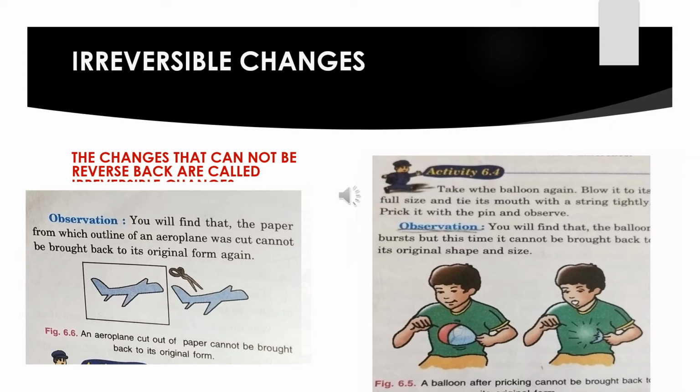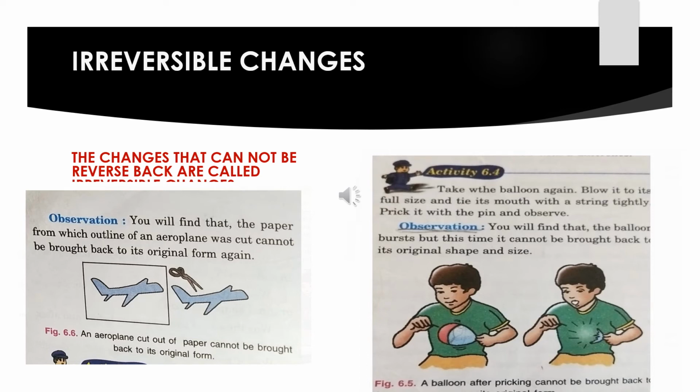Making an omelette from an egg, irreversible change. So you can tell different examples of irreversible changes. Another example you see in the picture, there is an aeroplane made of paper. Once you cut that aeroplane, you will not be able to prepare it back again to its original form.